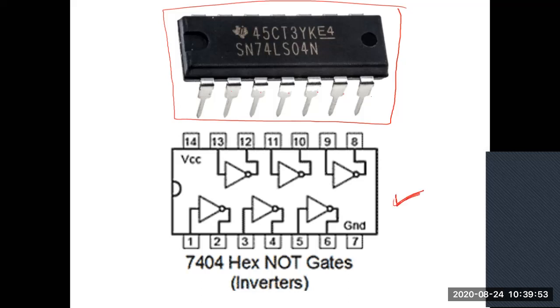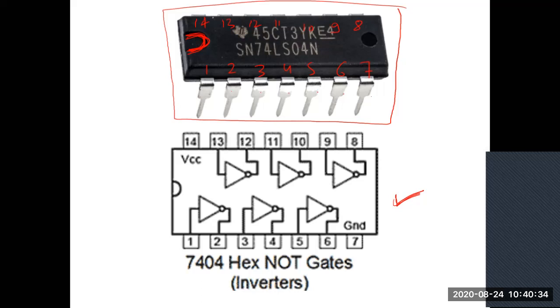There is one basic concept. When you compare this with a practical IC, you need to find where the notch is. Take your IC in this way, and from the bottom of the notch, this is the first pin, second pin, third, fourth, fifth, sixth, seventh. After this 7, you go here: 8, 9, 10, 11, 12, 13, and this is 14.